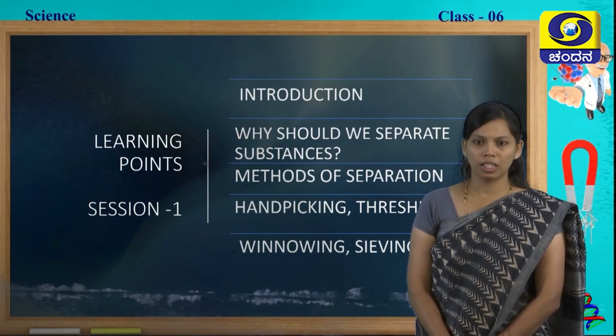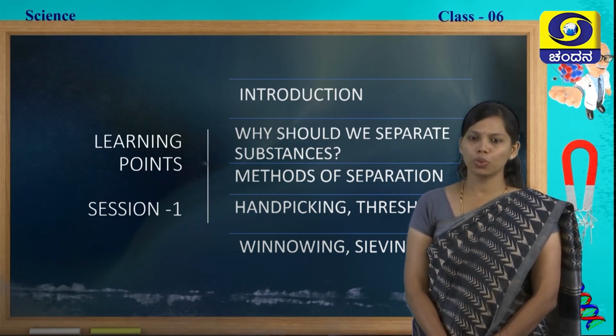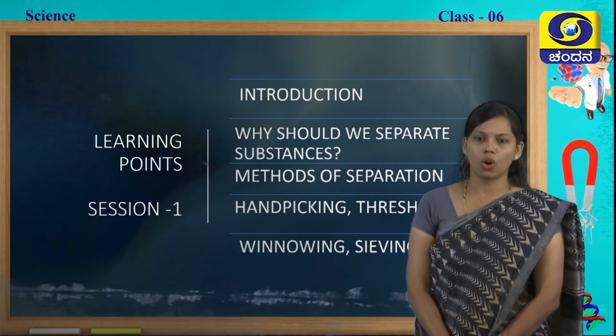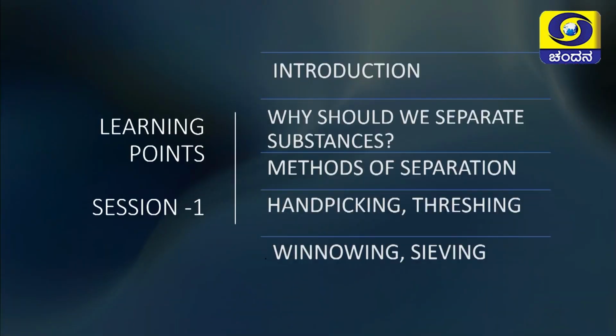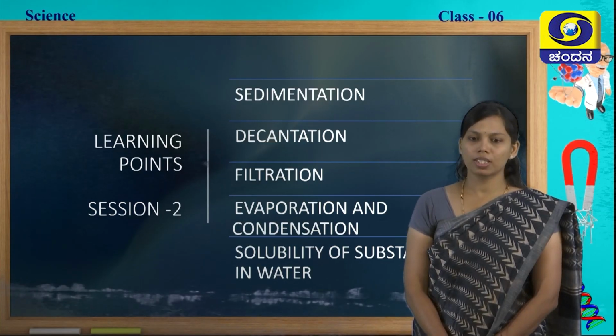In the first session, these many learning points are there. The first one is introduction. After that, why should we separate substances? After that, methods of separation. In methods of separation, there are different methods. In the first session, we are going to discuss only 4 methods, that are hand picking, threshing, winnowing and sieving. After that, the upcoming session is session 2.